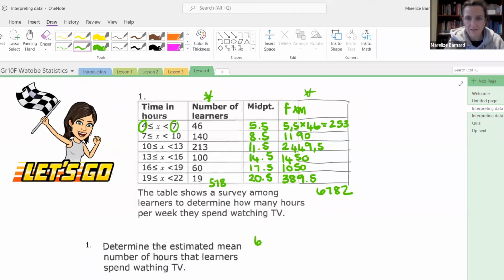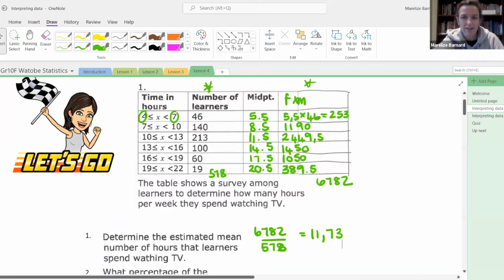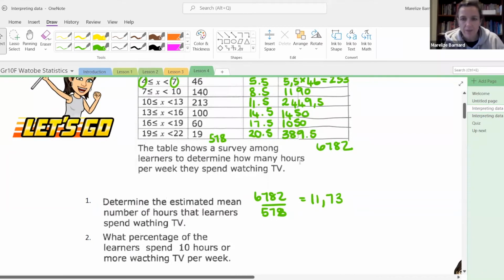Okay, so we're going to take the 6782 and divide it by the total frequency, and we should all get 11.73. 6782 divided by 578. Sorry, 578. Is 11.73. Okay, well done, everyone. That's a lot of work, but we got there.